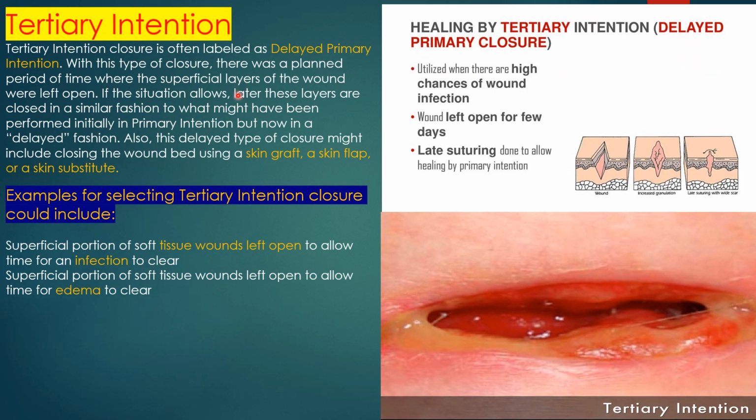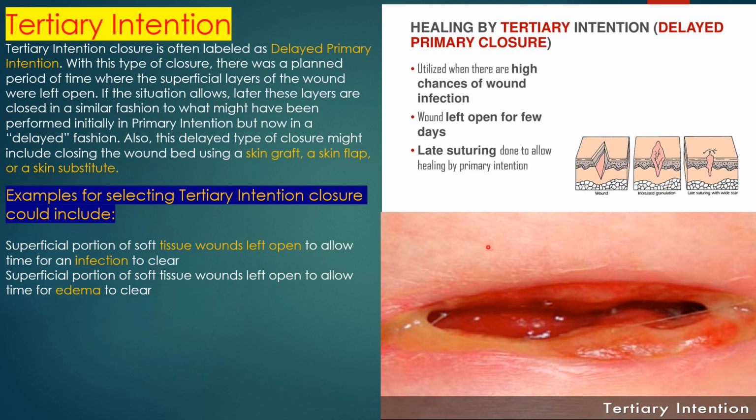For tertiary intention, it is the same as secondary intention: there will be a contaminated wound with infection and edema, so we have to wait to convert the contaminated wound into a clean wound. This is an example of tertiary intention: a wound with minimal slough and infection, so we have to give proper antibiotics followed by daily dressing and wound treatment. Then only we can convert this wound into a clean wound.